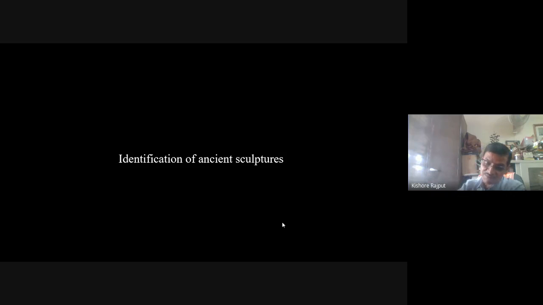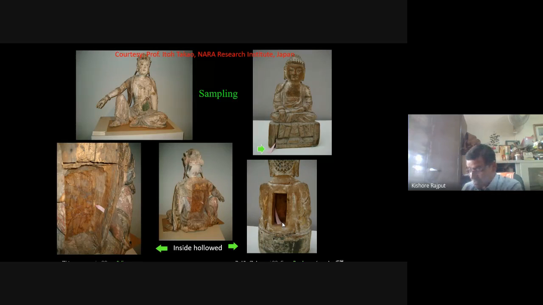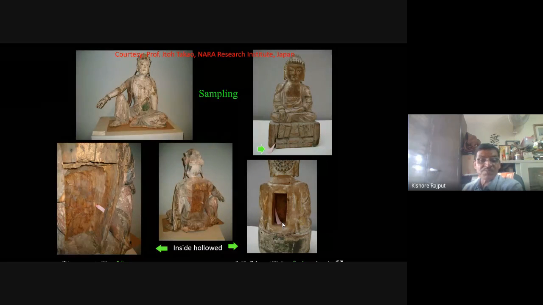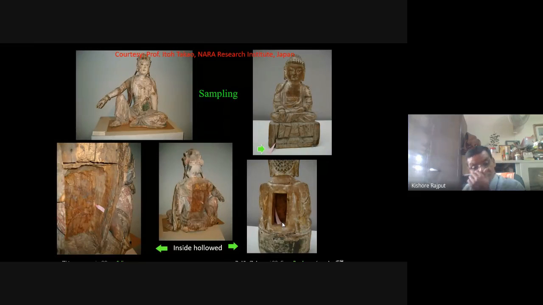Now I'll just shift to the ancient technique, these ancient sculptures, because nowadays there are various groups working in various countries on ancient sculptures. These are images of wood sculptures in various museums, for example the National Museum in China, Germany, and Belgium, and their images I am showing here. And this is nothing but the presentation of one of my friends who gave me the slides for this.